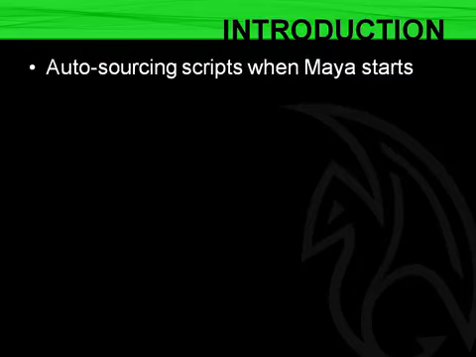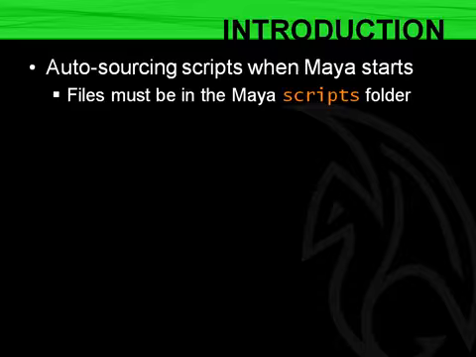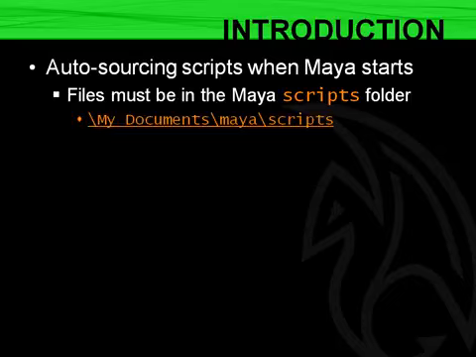Just a really quick thing to go over here. What I have done to get all of my scripts to source automatically in Maya, i.e. be available in memory and ready to use, is to put them into the Maya scripts folder. Different people use different techniques. This is the one that comes with Maya out of the box, essentially. It's very simple. What you do is you put your scripts into the My Documents Maya scripts folder.